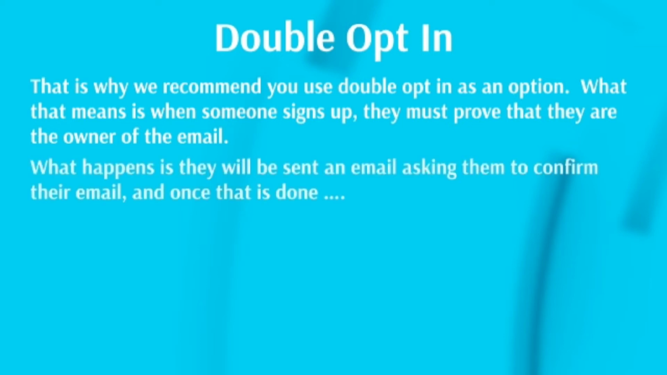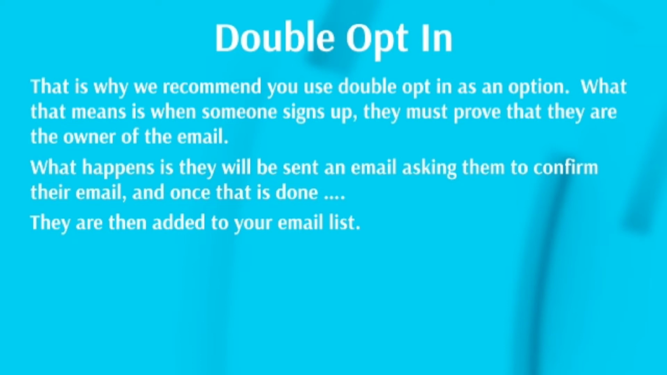Now, what they have to do in this case is they have to prove that they are the owner of the email. So what happens is they get sent an email asking them to click a confirmation link. And when they click that, and once that is done, then of course they're added to your email list. Now, if they fill in the name and email address and it's all fake, then of course think about that. That email will never reach them. And that protects you by allowing you to build a quality list.